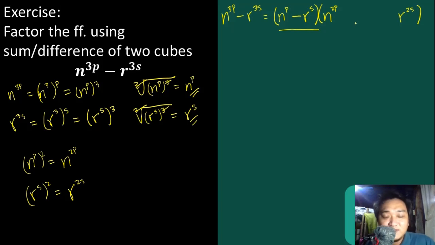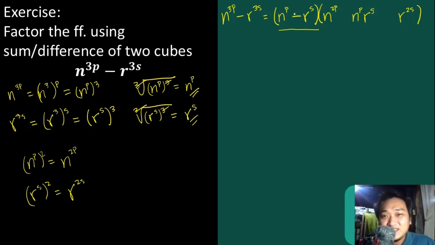Okay, how about the middle term? The middle term is simply the product of the terms in the binomial. So that would be n raised to p times r raised to s. Oh, how about the sign? What will be the sign?